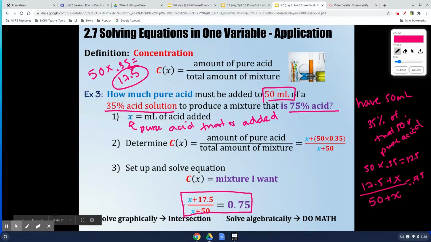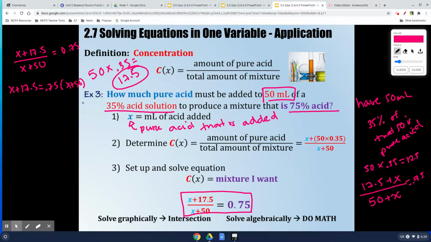So when you solve this, X plus 17.5 over X plus 50 equals 0.75. I'm going to multiply both sides by that denominator, just like we did before, so times X plus 50. Go ahead and distribute into that. X plus 17.5 equals 0.75X plus 37.5.